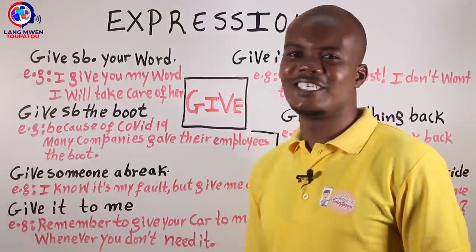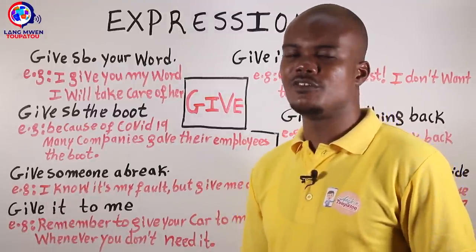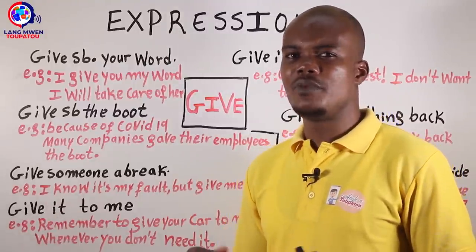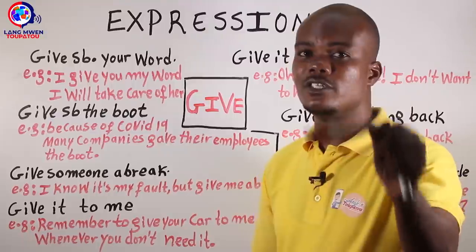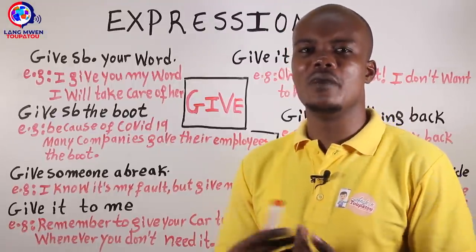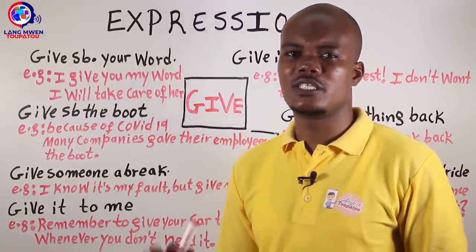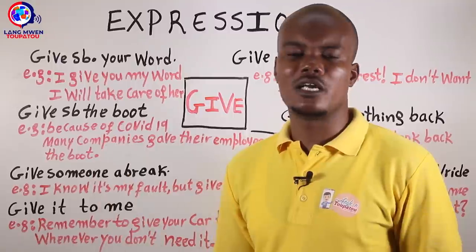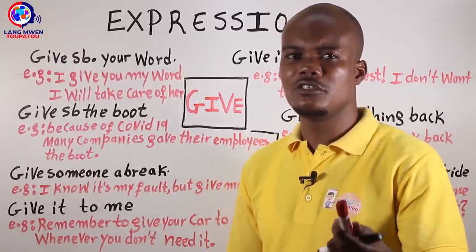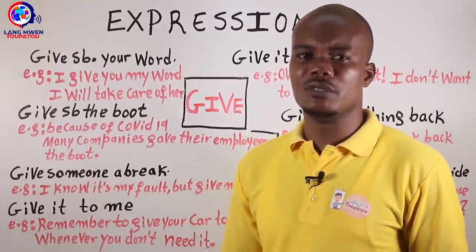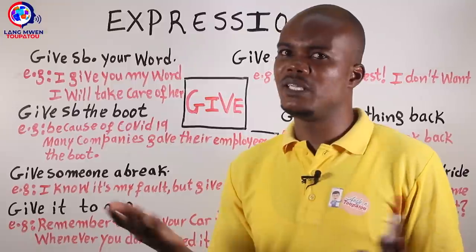Yeah. The next sentence is give it to me. Give it to me is a simple sentence people use, like I have this marker and I give it to you. Give it to me. It's a simple sentence people use a lot. Give it to me. I give it to you. Okay. Yeah, please give it to me. Yeah. But it doesn't mean that only.